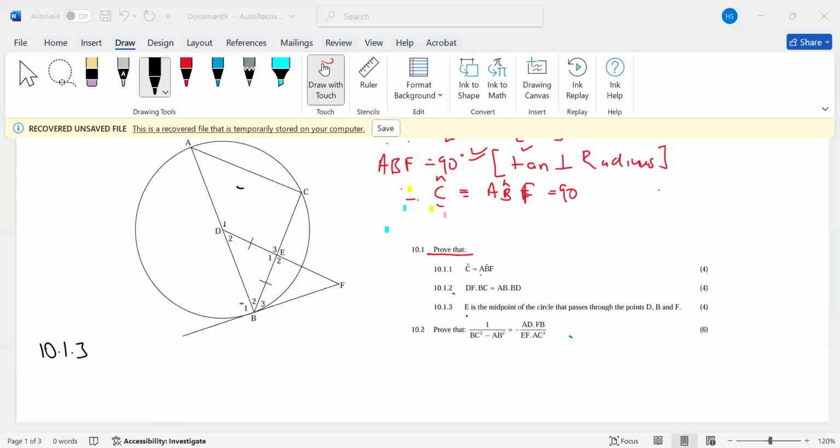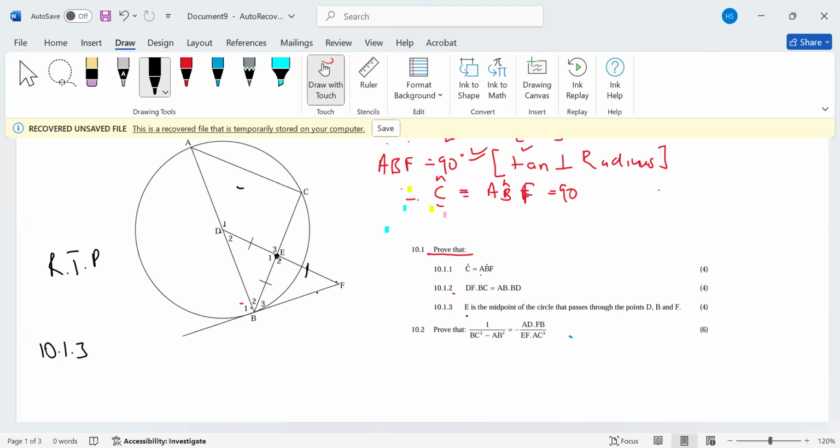We should prove that E is the midpoint, no? Yeah, of DBF, which means we are trying to prove that this side is equal. So we're trying to prove that DE is equal to EF. Yes. RTP, what are we required to prove?